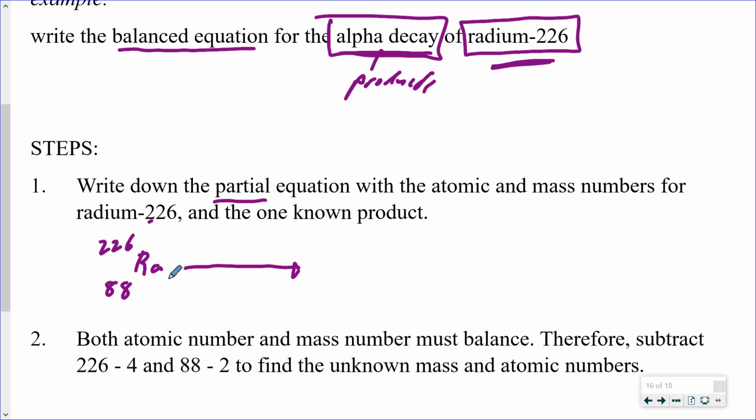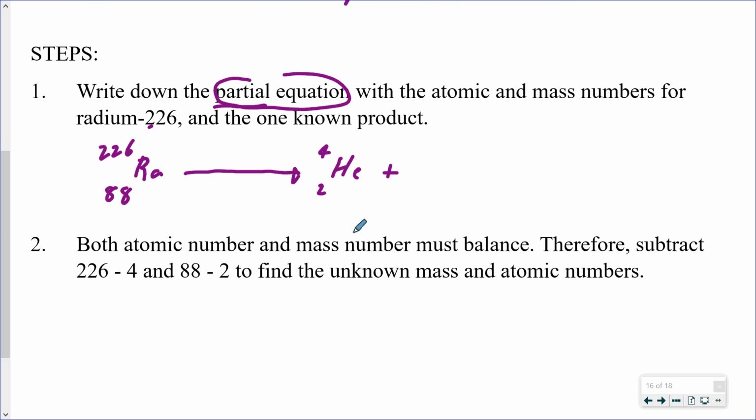So we're going to take the radium and split it apart. We're going to get an alpha particle, which is the helium that we see right here. And now we need to figure out what the other one is. This is the partial equation that we can get from the problem that you're given, but now we need to figure out what the other product is. And that's where the balancing comes in.